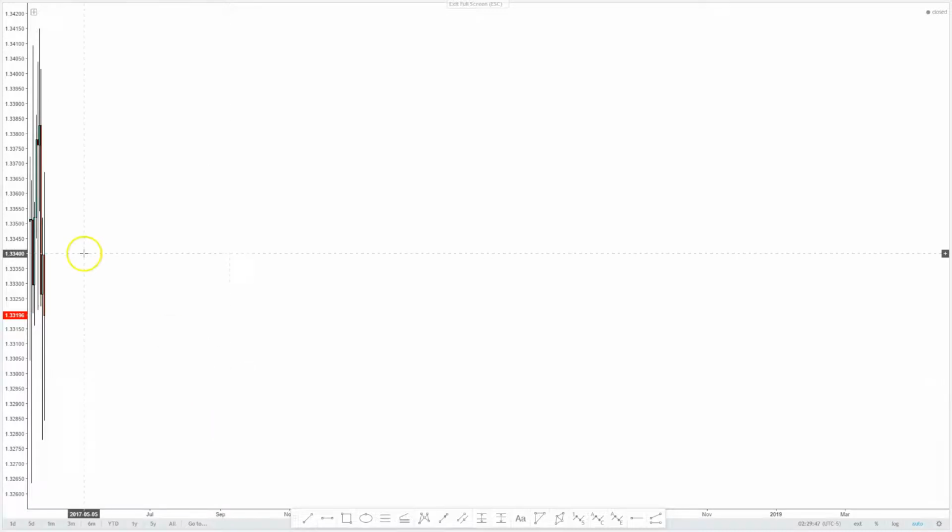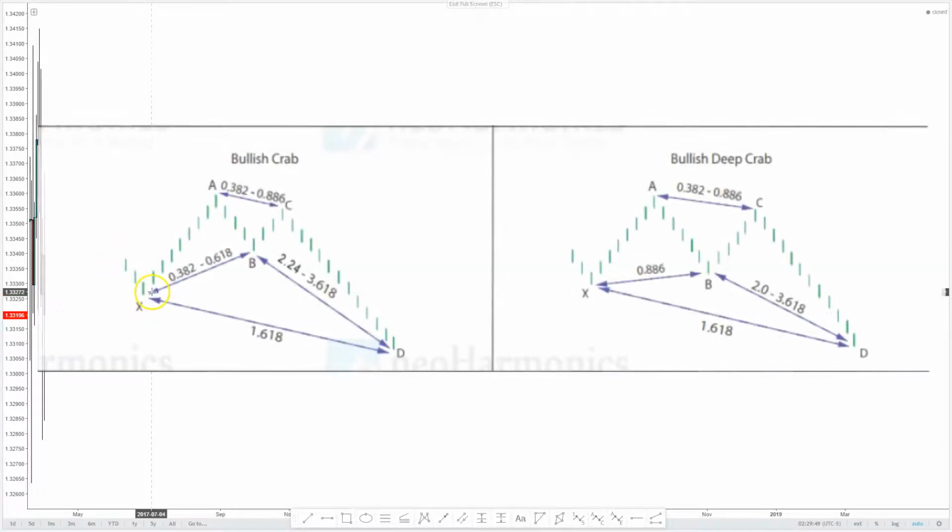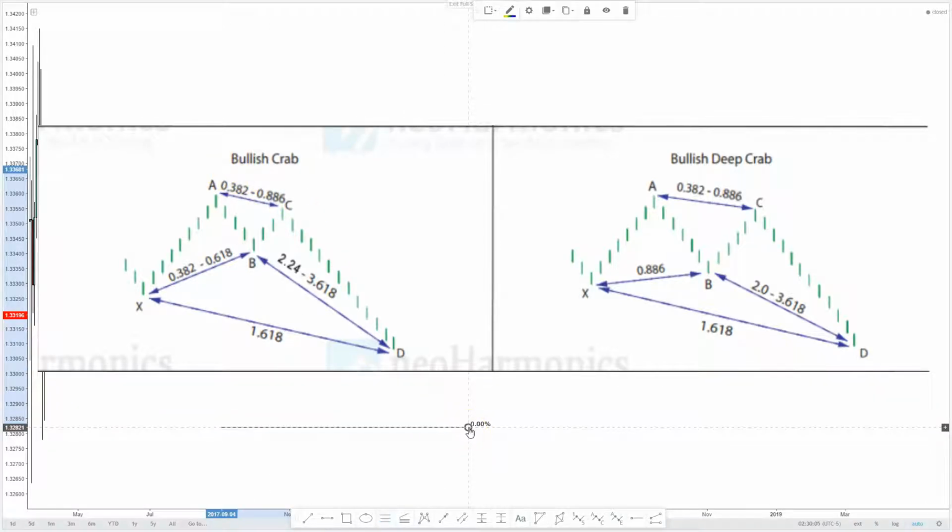In this video, I'm going to be going over the bearish crab and the bearish deep crab. If you guys are familiar with harmonics, you do know that a crab pattern is an extension pattern. What that means is basically the X point gets broken. So let's dive right into it. Let's start off with the regular crab, and then we'll get into the deep crab.